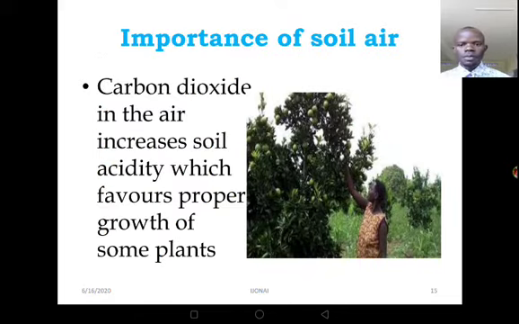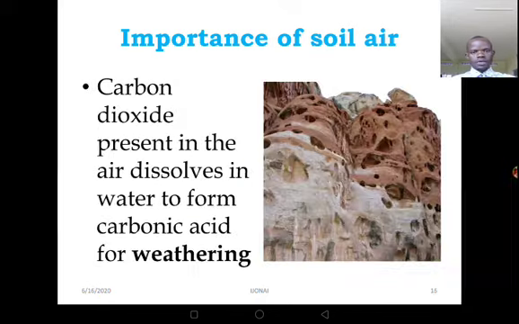The next one is about carbon dioxide in the air, which increases soil acidity, which favors proper growth of some plants. We know that carbon dioxide, when it dissolves in water, forms carbonic acid. Now, this carbonic acid is responsible for providing acidic conditions to the soil. There are some plants which can only do well in acidic soils, as we are going to see as we continue with our lesson. So that is one of the uses of this soil air.